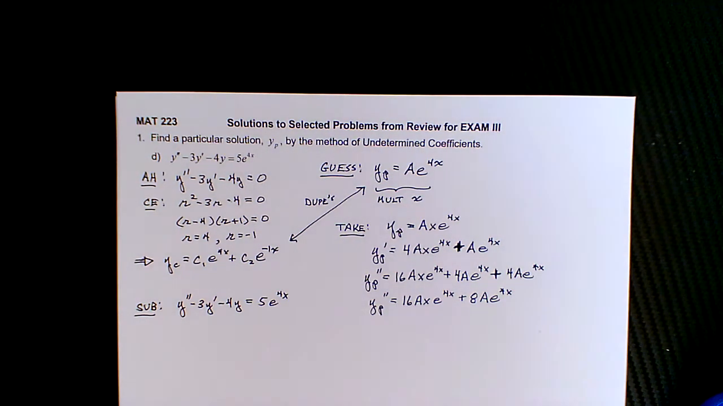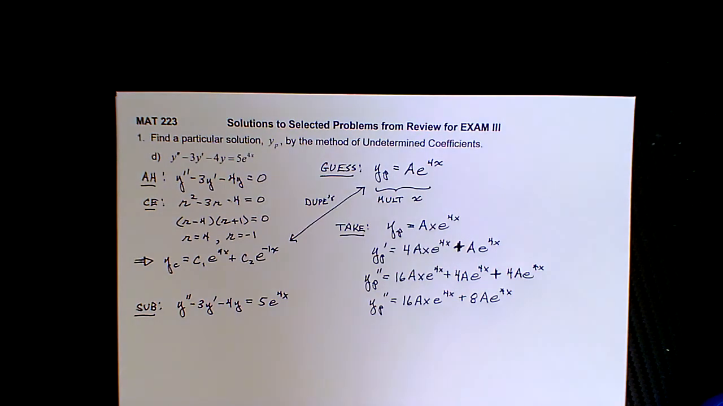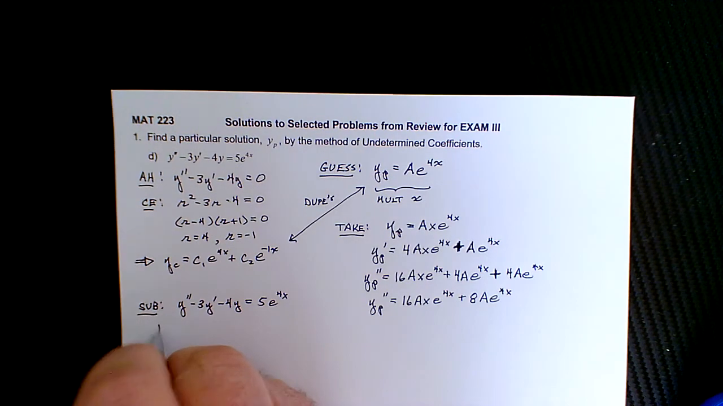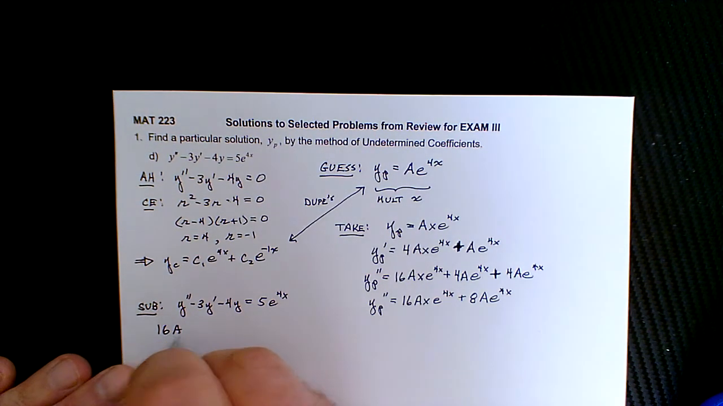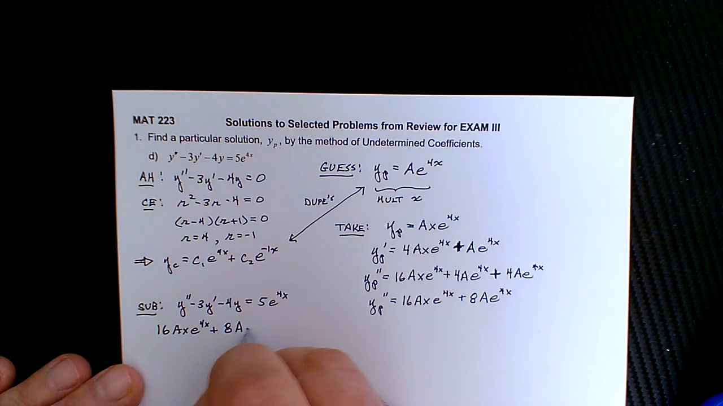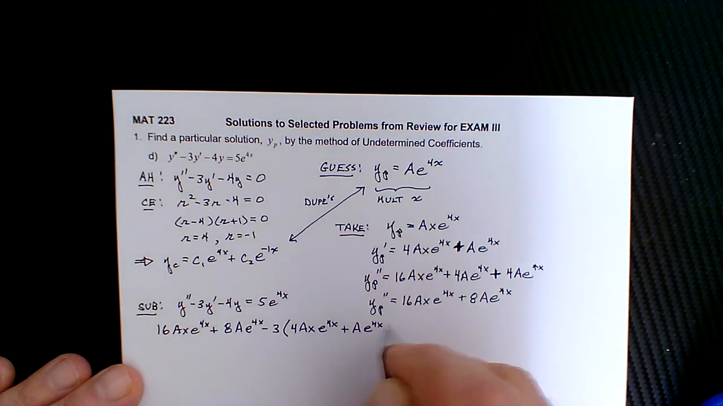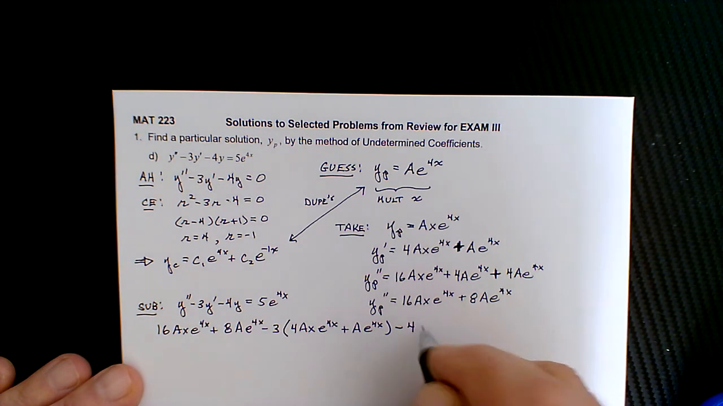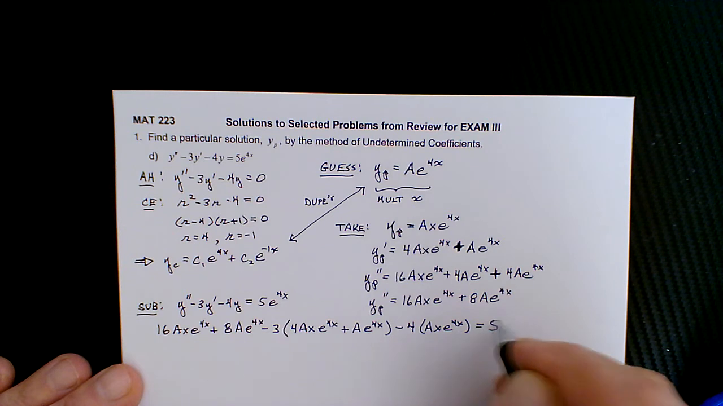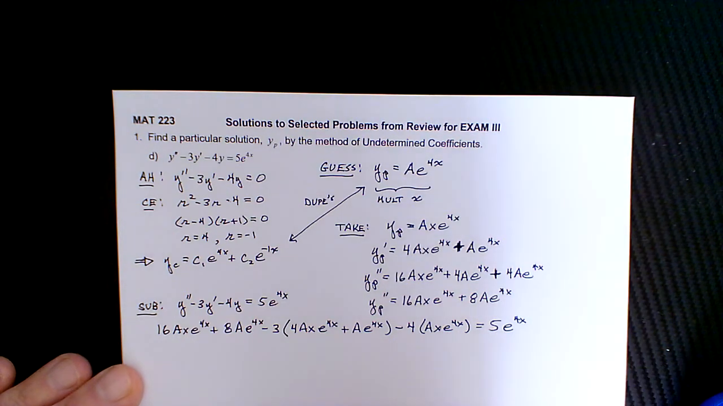And upon substitution, we get y double prime, which is 16ax e to the 4x plus 8a e to the 4x, minus 3 times y prime, which goes right here, 4ax e to the 4x plus a e to the 4x, and then minus 4 times y, which was ax e to the 4x, and that all must equal the 5 e to the 4x.